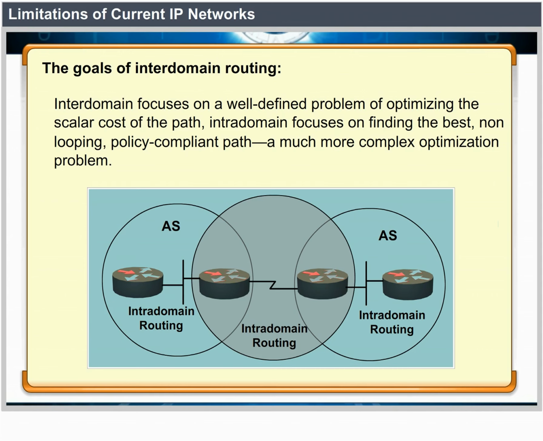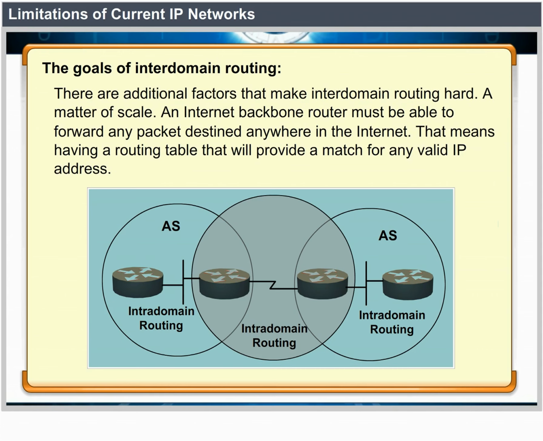There are additional factors that make inter-domain routing hard. A matter of scale: an internet backbone router must be able to forward any packet destined anywhere in the internet. That means having a routing table that will provide a match for any valid IP address.